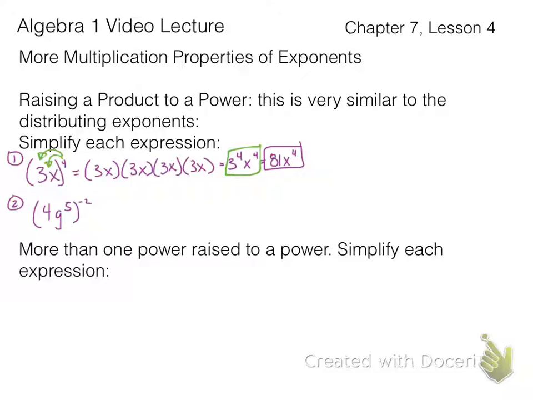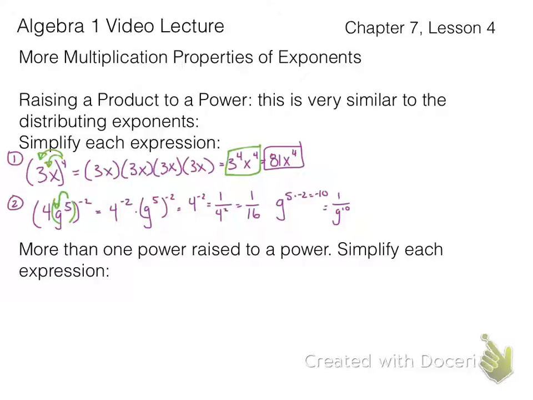And again, you can distribute the negative second to everything. And again, since this one's going here, it kind of acts as a group. All right, so we're going to have 4 to the negative second, and we're going to have g to the 5th to the negative second. Well, 4 to the negative second is 1 over 4 squared, which is the same as 1 over 16. Now when we talk about the g to the 5th to the negative second, we get g to the negative 10th, which is the same as 1 over g to the 10th.